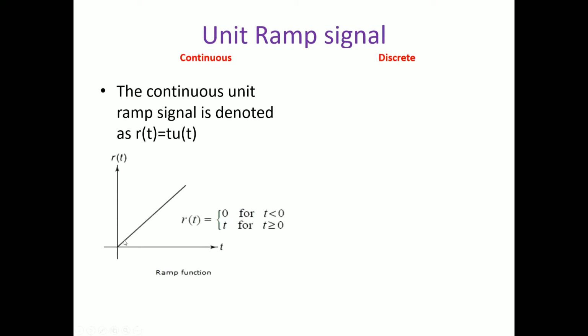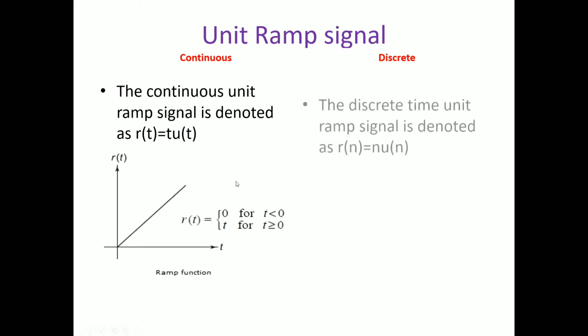When t equal to 1, r of t equal to 1. When t equal to 2, r of t equal to 2. When t equal to 3, r of t equal to 3. It means time and r of t are proportional to each other, so this is a line passing through the origin. So r of t equal to 0 for t less than 0 and equal to t for t greater than 0. So this is a continuous ramp signal.